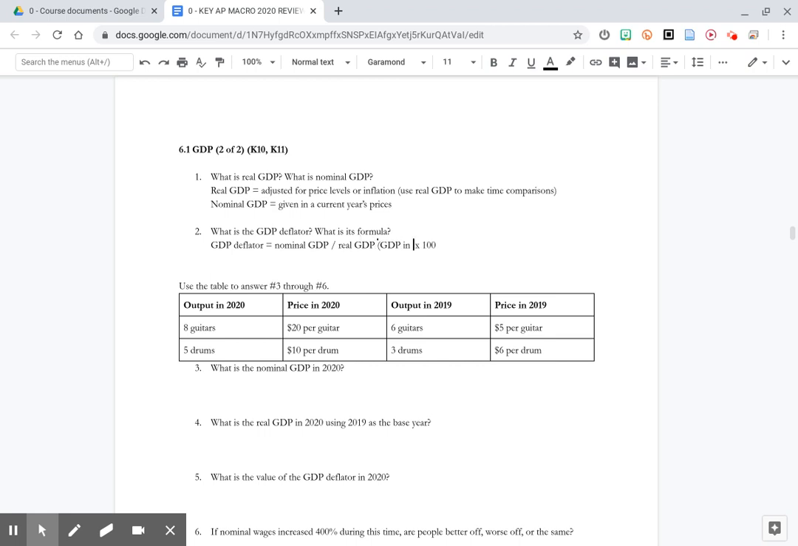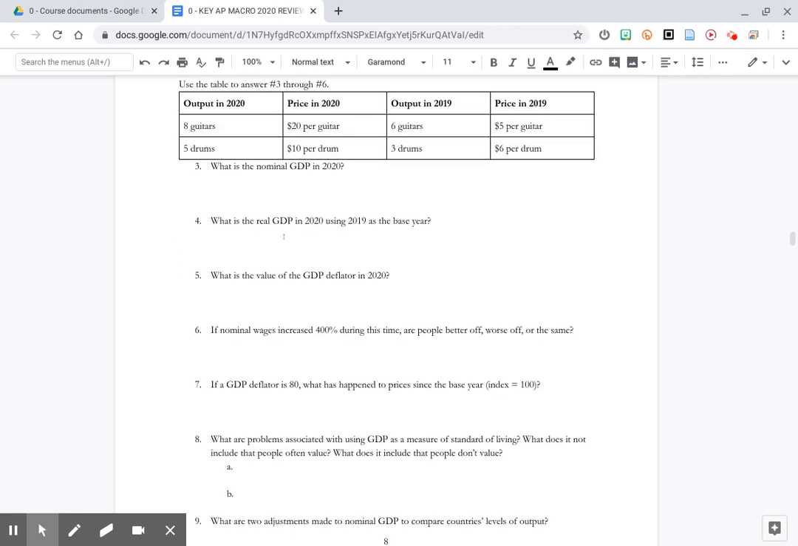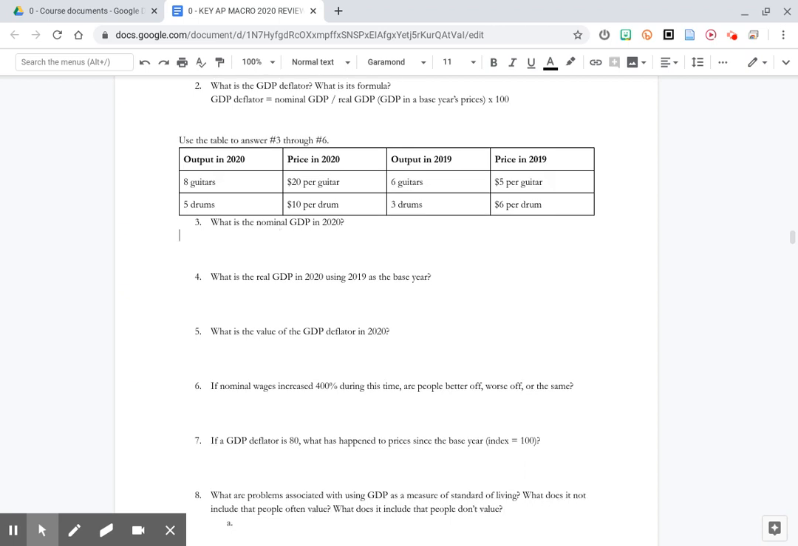So GDP in a base year's prices. Later on, I'm going to go back and make this a pretty-looking formula for you, but for the video's sake, that's kind of what it is. It's nominal over real times 100. So we're going to use the table to answer 3 through 6 as practice to walk you through some of this. So nominal GDP in 2020 is just the output in 2020 times the price in 2020.